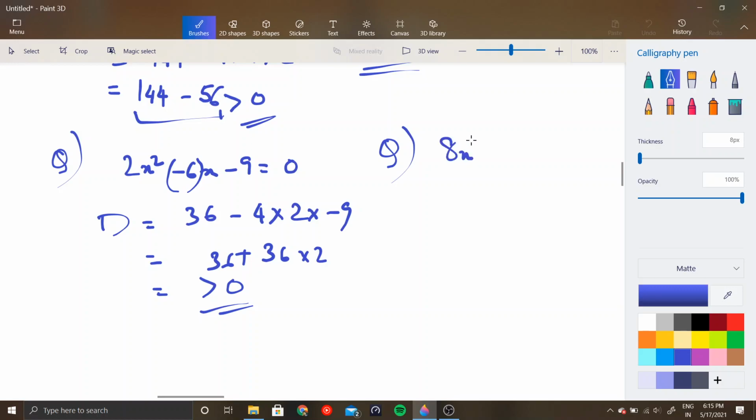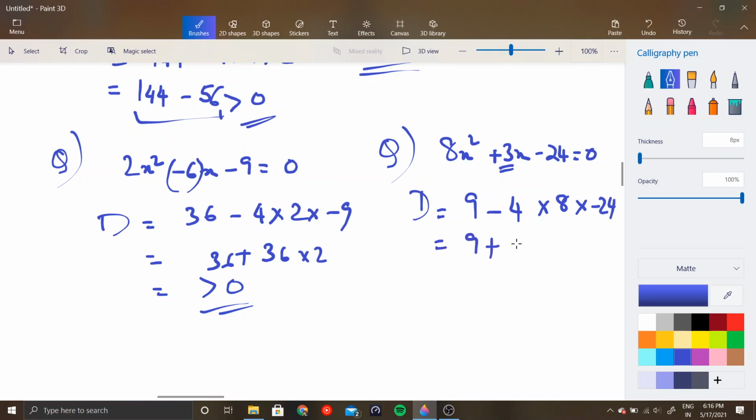Let's look at a case, 8x square plus 3x minus 24 is equal to 0. D will be, d square is again 9 minus 4 times a into c. So this also will be a positive number. So this is 32 into 24. So this also will be greater than 0, right?